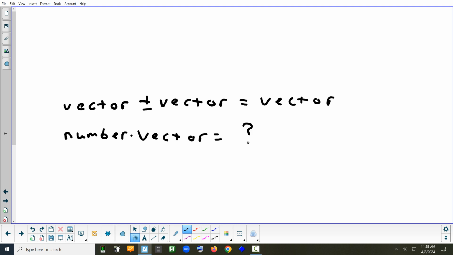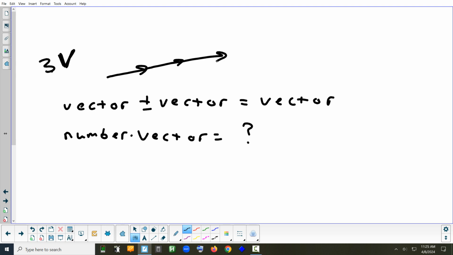We want to see what's going to happen. So what's an example of a number times a vector? 3v. That's called scalar multiplication. What do you think the 3 is going to do? Yeah, 3 times the vector. Right. If this is v, it's going to take 3 of those and stack them together.